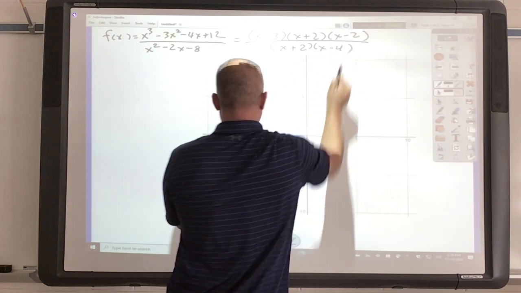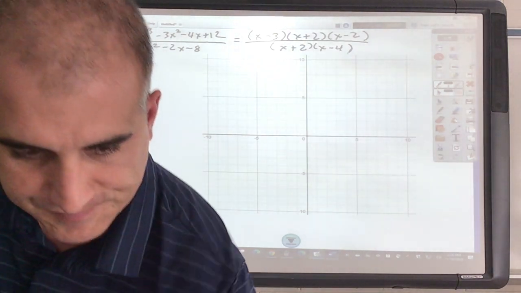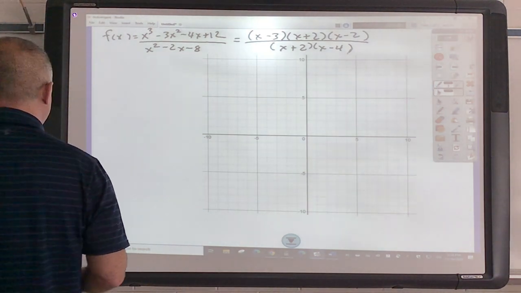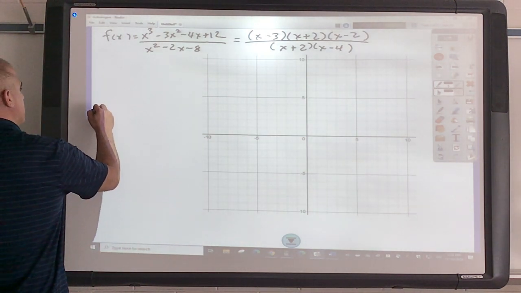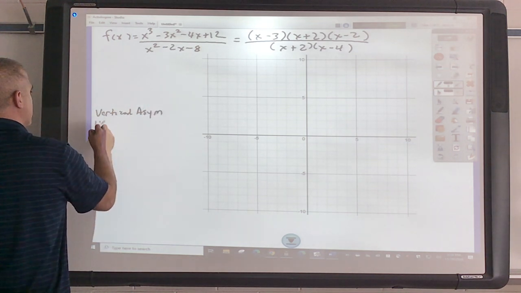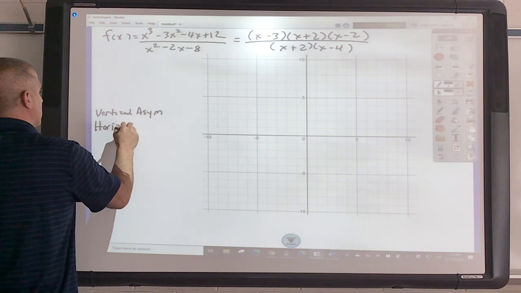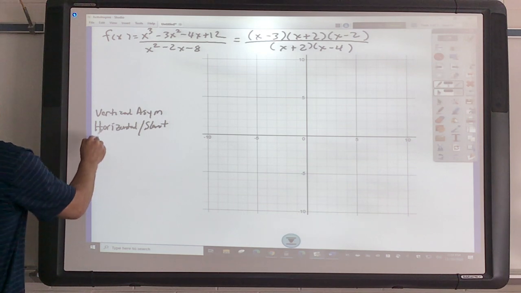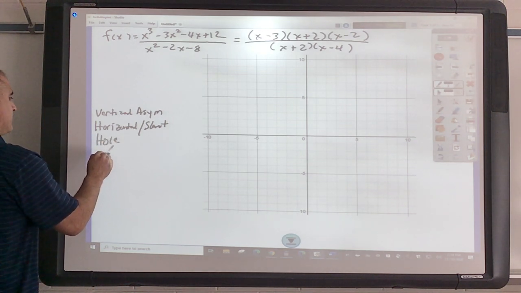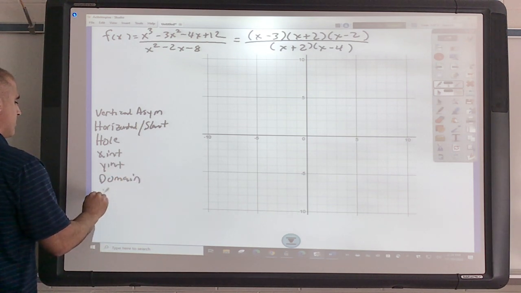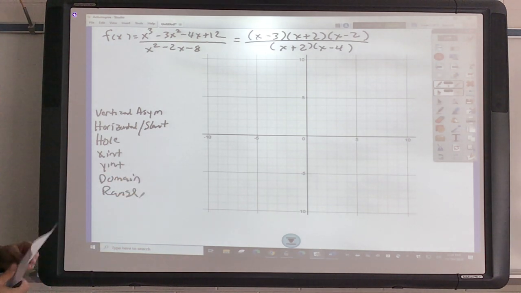So what we're going to find in these problems is the vertical asymptote, the horizontal or the slant asymptote. We're going to find the hole, the x-intercept, the y-intercept, the domain, and the range. Okay? All right, now, a couple things.